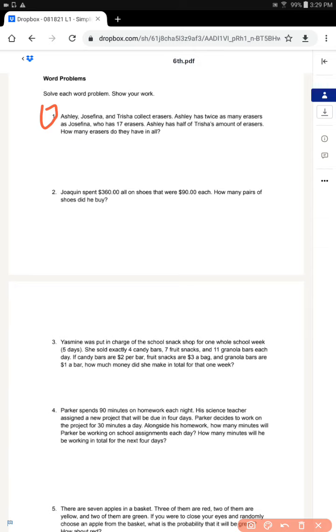Okay, so right off the bat, this seems like a lot of information, and it might seem confusing, but it's pretty easy once you organize all the information. So let's say Josephina is J, and it says here Josephina, who has 17 erasers. So J equals 17. Josephina has 17 erasers. And then it says Ashley has twice as many erasers as Josephina. So this means that Ashley has 2 times 17 erasers. So let's say Ashley's A. And 17 times 2 is 34.